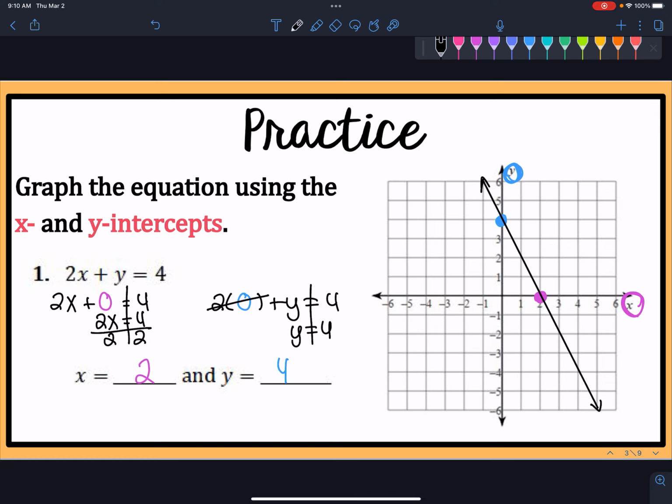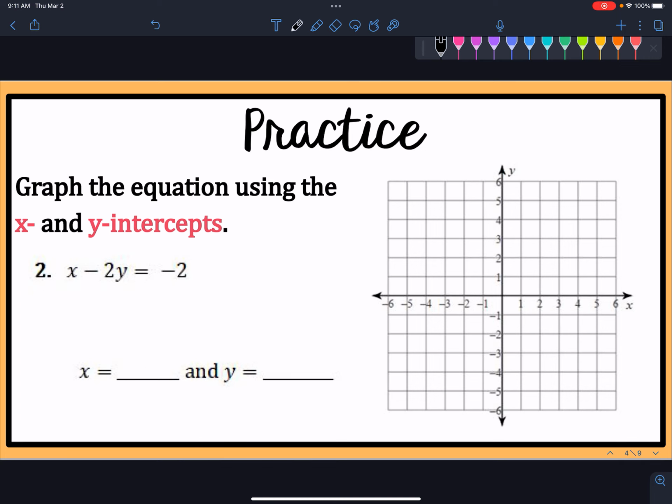So we are simply using the x and y intercepts to graph instead of being given a point, slope, or the y-intercept. Okay, let's try another one. So I have x minus 2y is equal to negative 2. Again, I'm going to solve for x and y. And I'm going to write my equations.